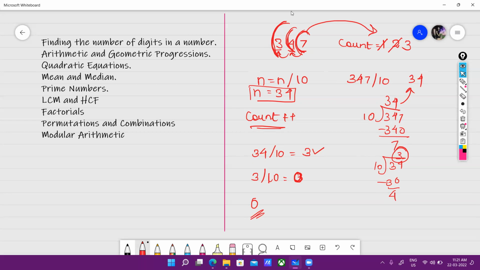We continue all this until n becomes 0. Once it is 0, we stop incrementing the count. This is it for this video. You might have got the idea, and in the next video I will show the actual code and how to deal with it.